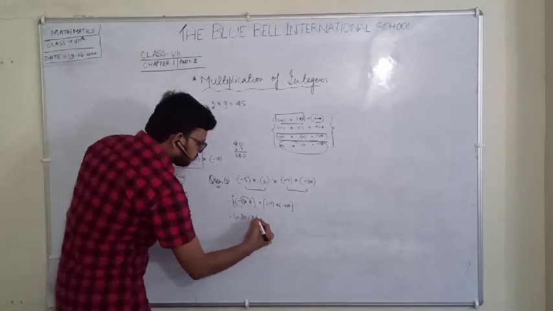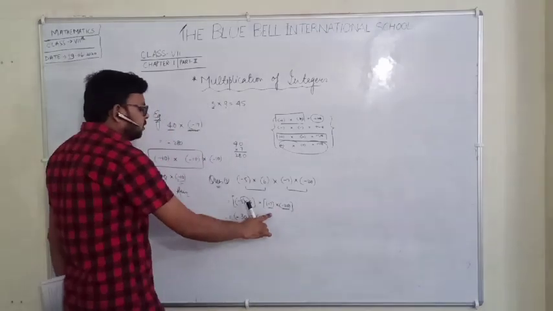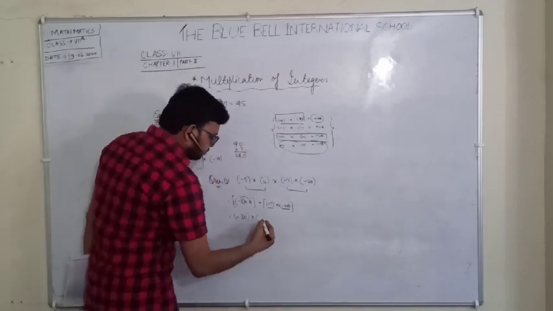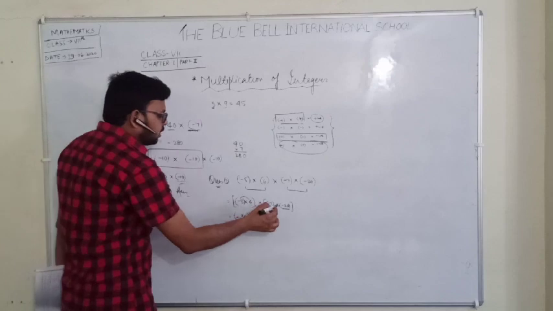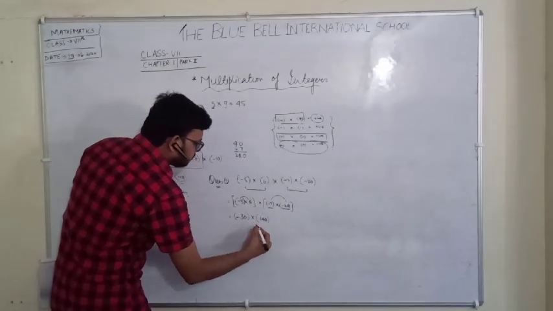Multiplied with this. This is the first number and this is the second number. First number is positive, second number is also negative. Negative into negative is positive. Usually we don't write the positive sign. And what is the value? 20 into 7, 140.